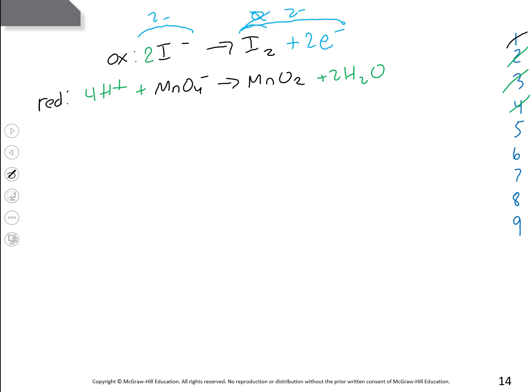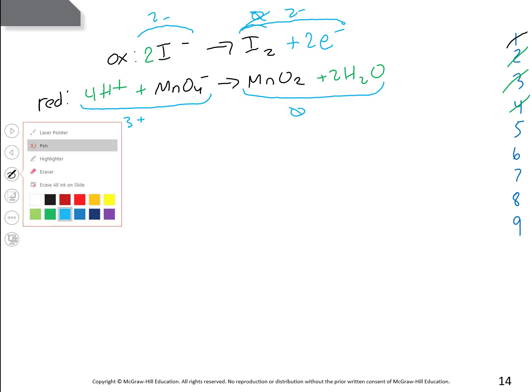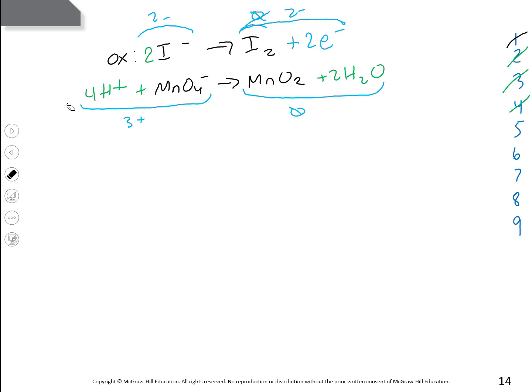Now let's try and do the same thing. We will do. There is no try, only do. To the reduction reaction. So I've got 4 positives and a negative for a total of what charge on my reactant side here? 3 plus. What's my total charge on my product side? 0. So which side do I need to add electrons to? The left. How many do I need to add? 3.